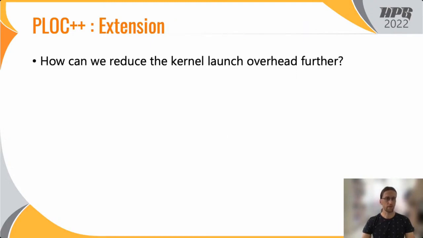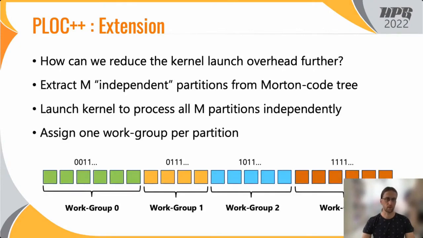So with that, we have covered all contributions of PLOC++, so I would like to present a simple extension to make it even faster. The extension focuses on reducing the kernel launch overhead even further and relies on the previous idea of using workgroups and barriers for doing the entire iterative process per workgroup within a single kernel launch. So what we simply do is to use the already existing Morton codes to extract M somewhat spatially independent partitions.